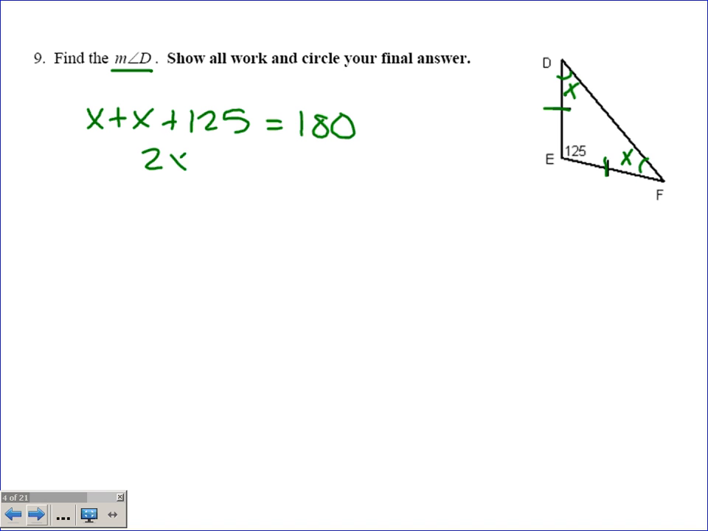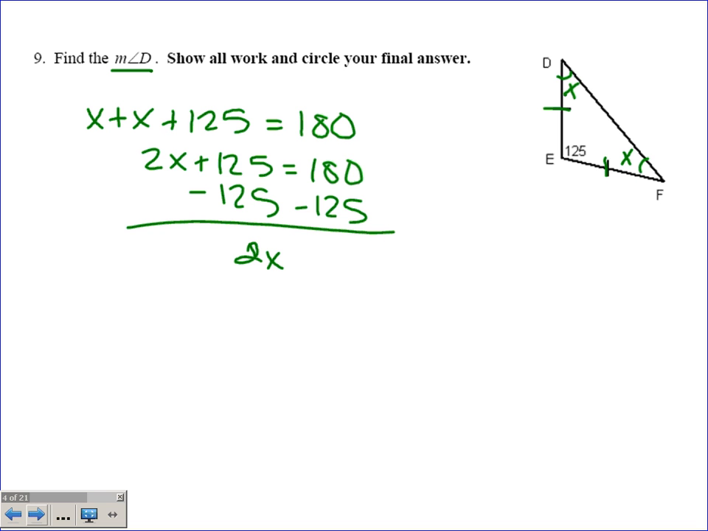As he said, 2x plus 125. Minus 125 on both sides. Subtracting 125 from both sides. 2x equals what? 2x equals 55. Okay, and then I divide both sides by 2. What does x equal? 27.5. Is that what it asked me to figure out?